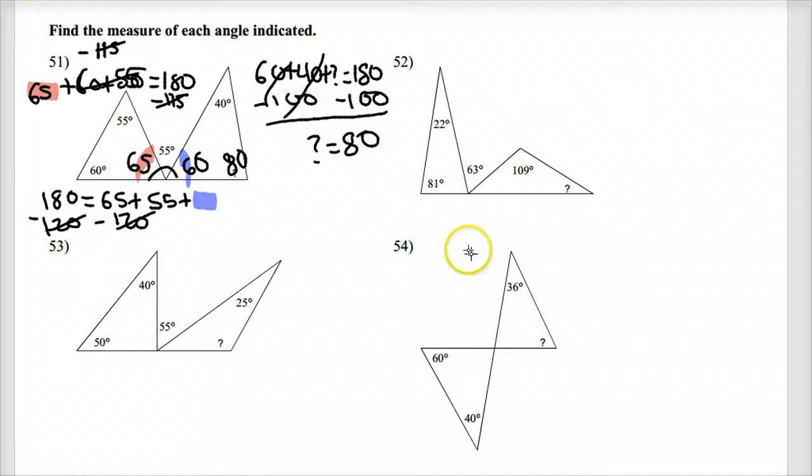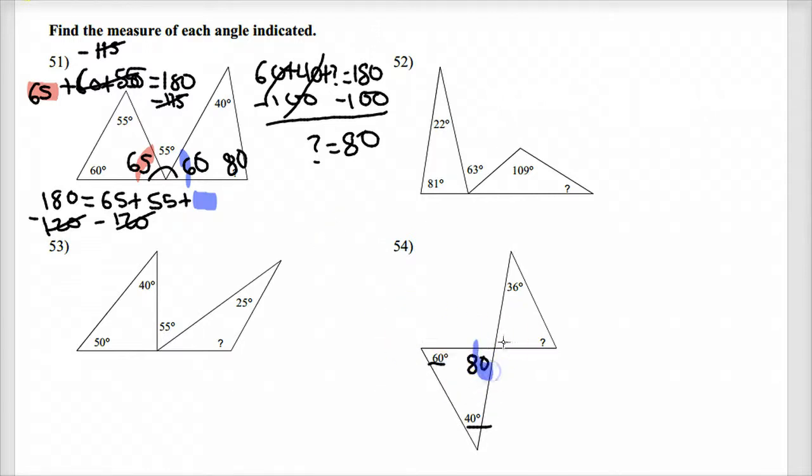Cool. I'm going to show you 54 because 52 and 53 are a lot like that last one. We'll wrap it up on here. So 54, here's what I see. I see 60 and 40. Wait, I just did something like that. That means this one is 80 because those three things need to add up to 180. We've been seeing that pattern. But here's where it gets interesting.